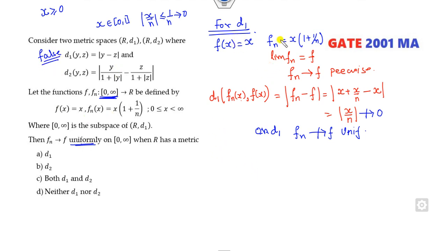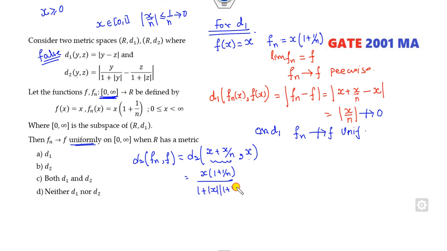So for the D2, again fn is my here. We can start with this D2 of fn comma f. So if I substitute here, what is the fn? Fn is my x plus x over n, and this is my x. So if I substitute it, this is my y, this is my z. So I can write this as here, divided by 1 plus mod x, 1 plus 1 over n, minus x over 1 plus mod x.